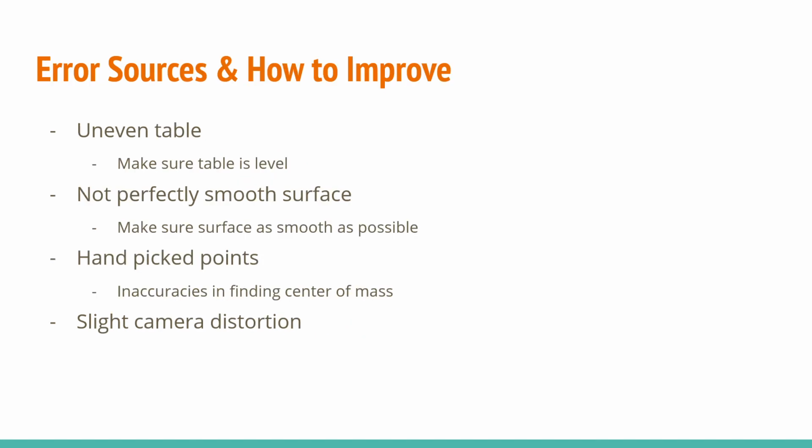Now in this lab there are a few error sources which can be accounted for. Uneven table. The table, although it was even as possible, was not perfectly level, and this could have led to some inaccuracies in the calculations. Second of all, the surface was not perfectly smooth. Imperfections in the surface not only lead to friction, but other inaccuracies that could have affected our calculations.